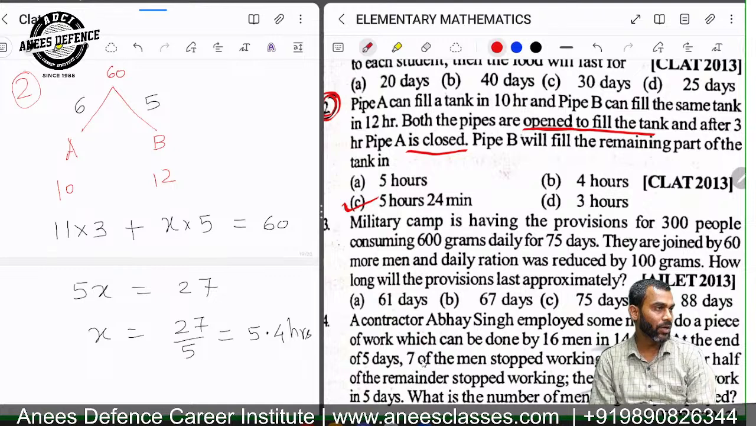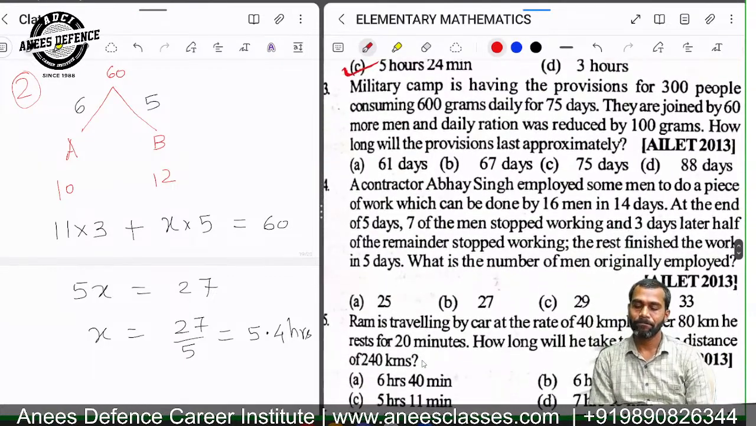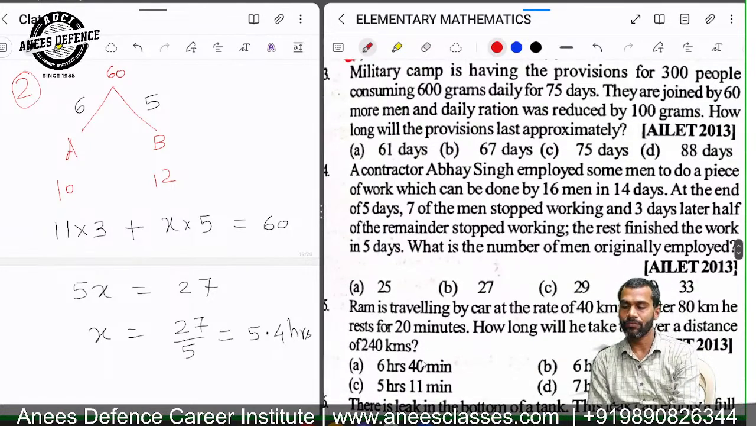I hope you understood. So what we need to do? We need to find out the efficiency of both the pipes. So for that, we need to take the LCM, and we have to consider the LCM as the total work. Yes or no? And then we need to divide in order to get the efficiency. Every time we need to proceed that way for these type of questions. Purva, have you understood? Yes, sir. Okay. Please try question number 3.